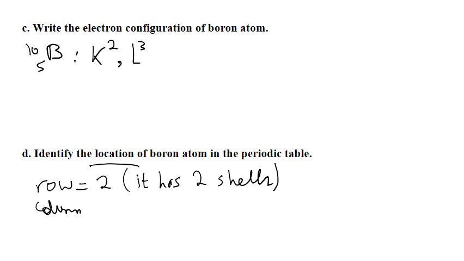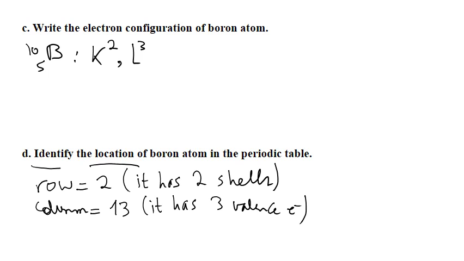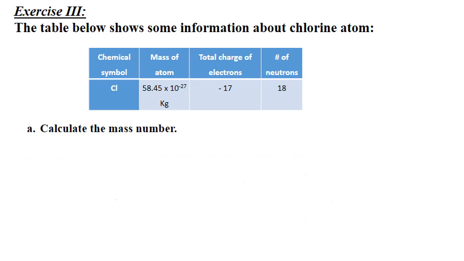Column 3, and we add 10 to it, so it becomes 13. Very good. When the valence electrons are more than 2, we add 10 to it. Okay, so it has 3 valence electrons. Remember, when it says identify, we need to explain. So this is how we explain: by writing the explanation for the row and column. Why we found row 2, why we found column 13.